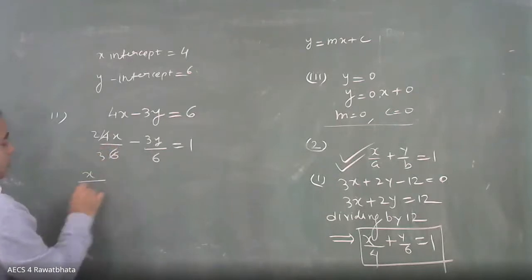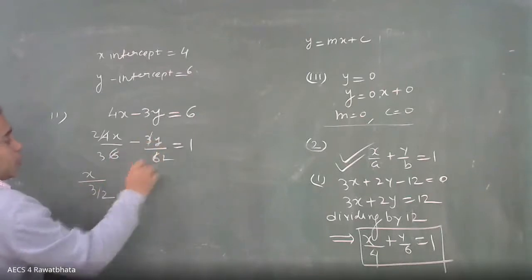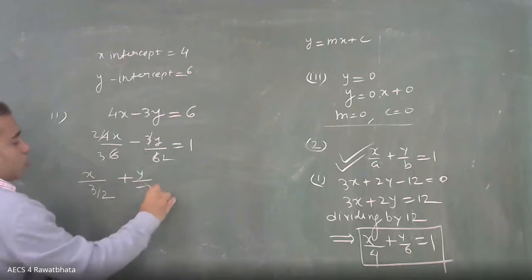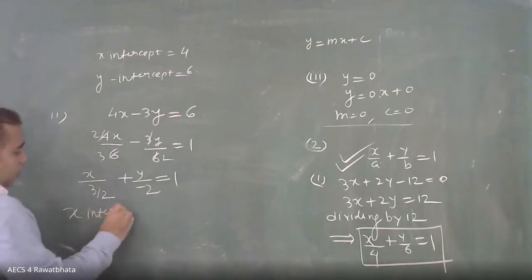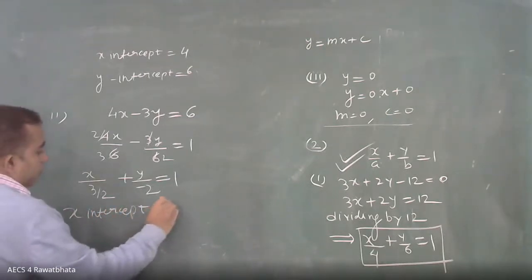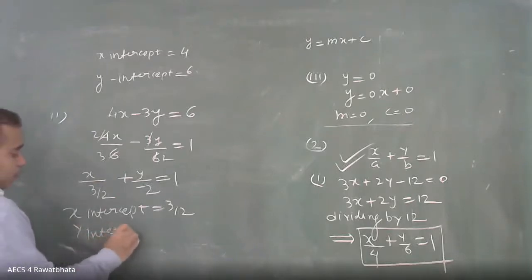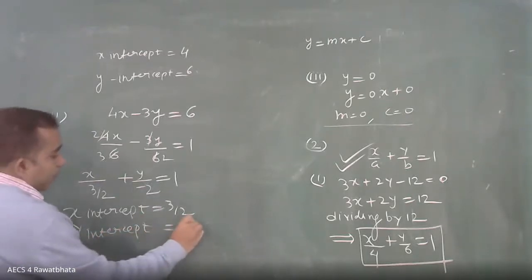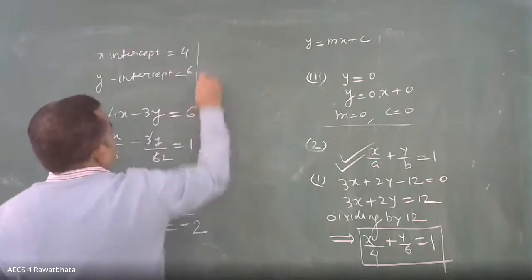X upon 3 by 2, right? And this minus also you can send in denominator. So plus y upon minus 2 equal to 1. Now this is intercept form. So what should be x-intercept? X-intercept will be 3 by 2 and y-intercept will be minus 2. With sign we have to write. And what is the third part, Ayushi?